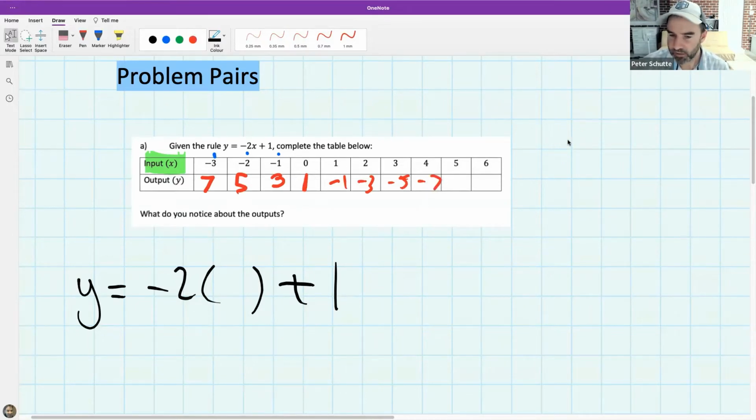I'd love for someone to raise their hand and just tell me, what have you noticed when doing this? Did you have to work out every one individually, or did you notice a pattern? Shanice, I'm going to come to you, and if you could maybe give us a little bit of insight into your thinking. Hi, Shanice. You should be unmuted. Go ahead. So, sir, as you can see, we are adding 1 the whole time. From -3, we were adding 1, but from the 0, we were adding 1, but in negatives.